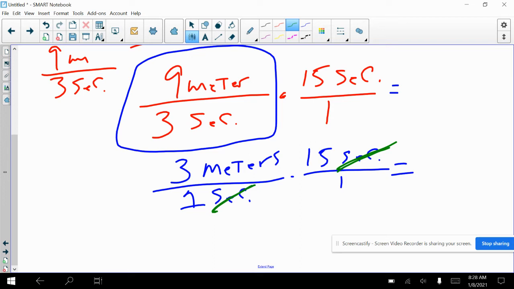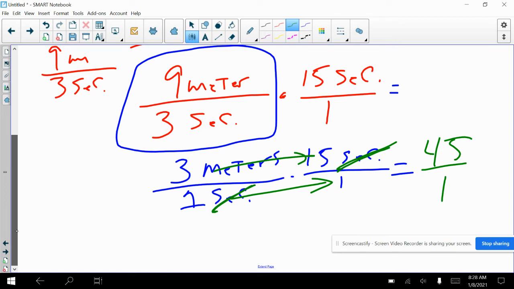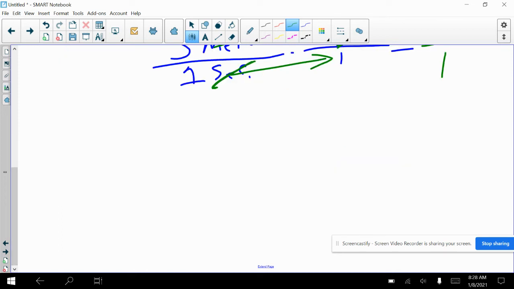Okay, so if we multiply across, we get 45 over 1, right? Because 1 times 1 is 1. 3 times 15 is 45, right? And there we get distance is equal to our 45 meters.